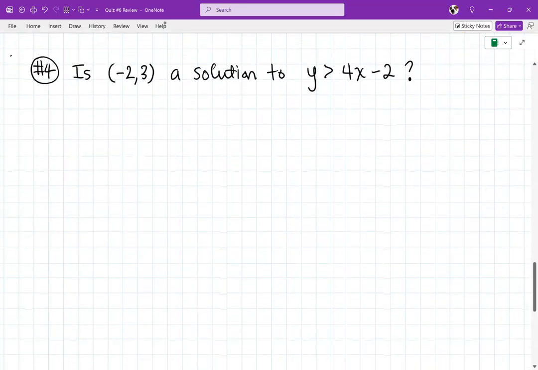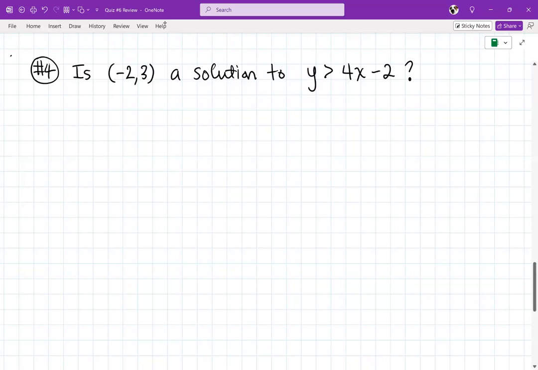This one is supposed to be an easy problem, but surprisingly, a lot of people were asking me questions on these, so let's make sure we go over them. You're just supposed to plug the point into that problem. That's it, and then work it out and see if it's true or false. If it's true, you say it's a solution. If it's false, you say it's not a solution. So I just want to know, is negative 2, 3 a solution to that equation? y greater than 4x minus 2.